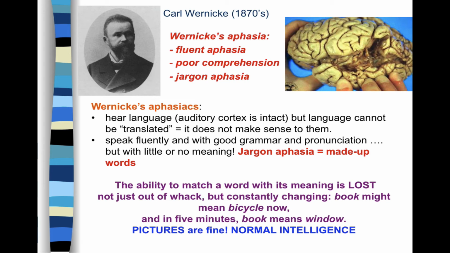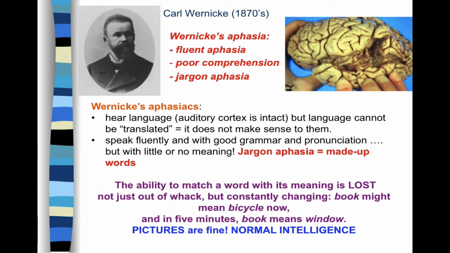Okay, I'd like to go over what's on my slide here. So Wernicke's aphasiacs, they hear language, their auditory cortex is intact, but language cannot be translated. It doesn't make sense to them anymore. So they hear it. We know that they can hear it and they react to it. But the part of their brain that decodes what language means is gone. They speak fluently and with good grammar and good pronunciation, but with little or no meaning, depending on just how bad that damage is. And so they speak fluently, and in their mind, they're making sense, but they don't.